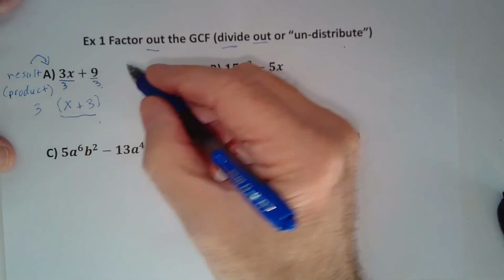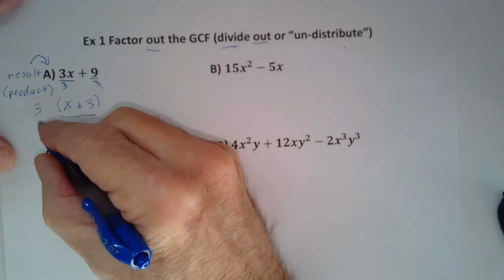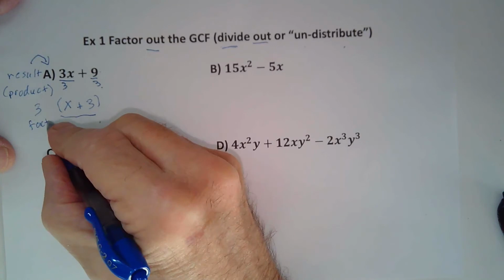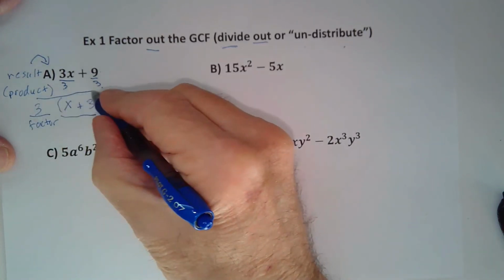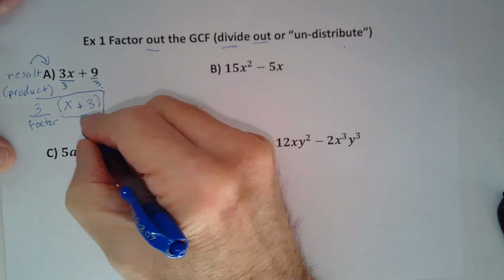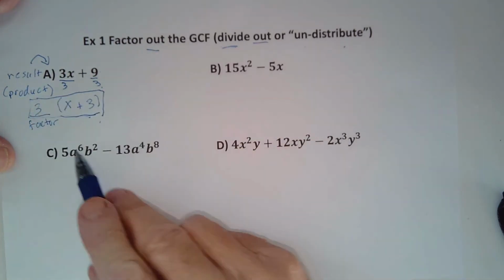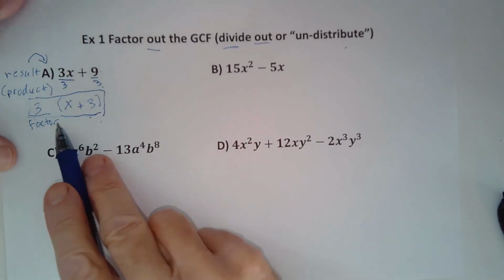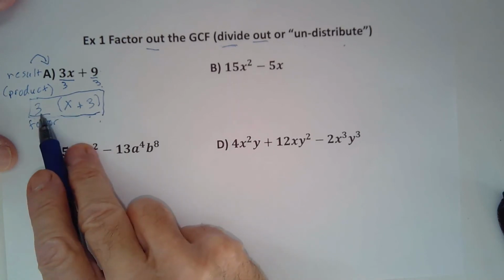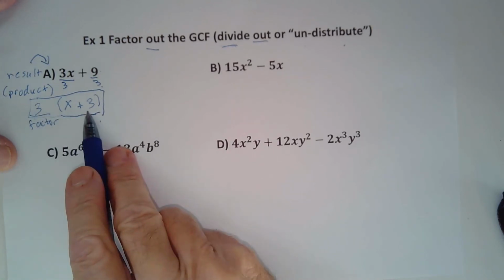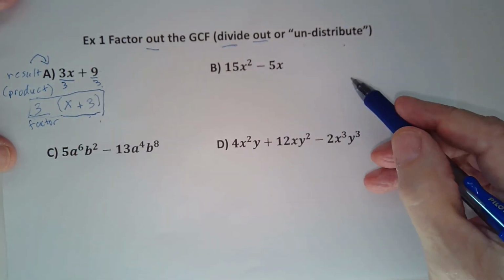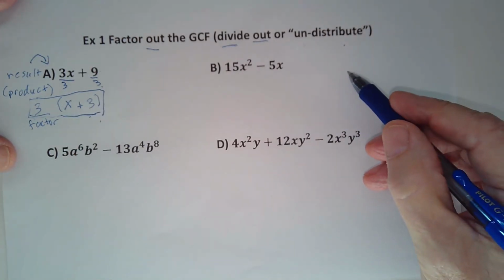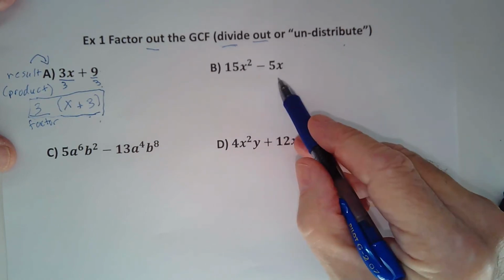So the two factors that you're left with are 3 and x plus 3. Okay? So if they want you to factor it out, this is what you come up with. You never get rid of the 3. It's now just multiplied to the x plus 3. So this is your answer here that I've got in the box. Okay? All right. So we're going to do the same thing over here.